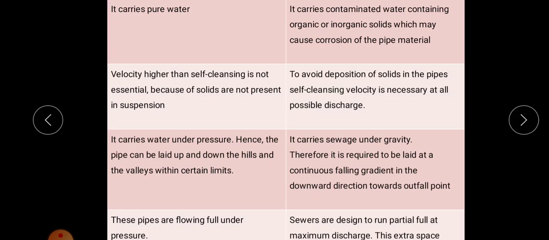The last difference is that water supply pipes flow full under pressure. In the case of water supply pipes, the pipe will be flowing full under pressure. Sewers are designed to run partially full at maximum discharge, and this extra space ensures non-pressure gravity flow. This will minimize leakage from sewers. So these are the differences between water supply pipes and sewer pipes.